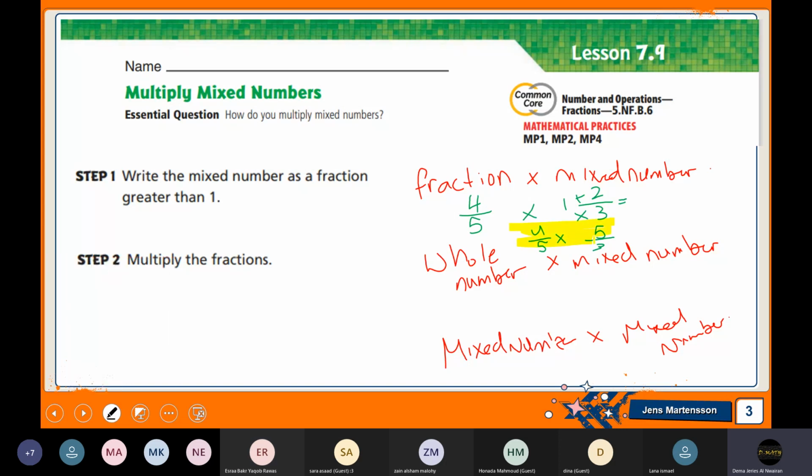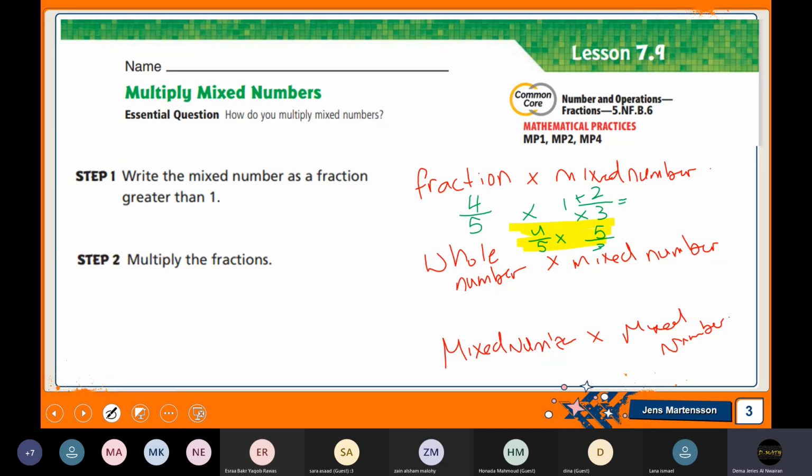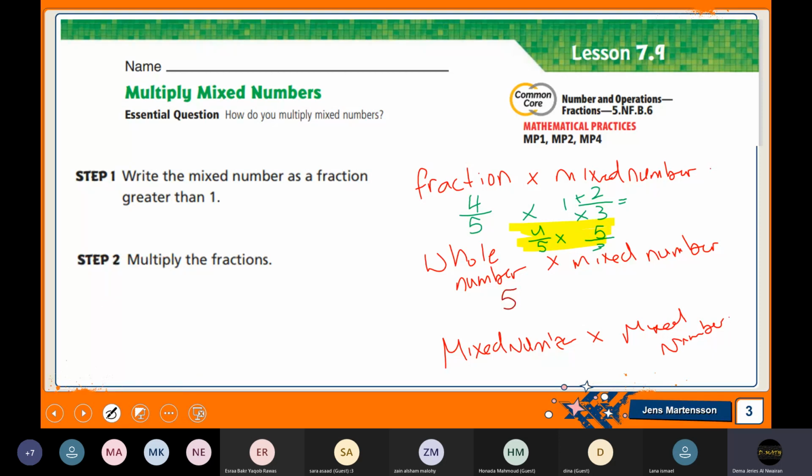So now, in order to multiply, the first one we keep as a fraction, but the second one is a mixed number. So you need now to rewrite it as a fraction, then you have to multiply. This is the first case. The second case, if we have a whole number like 5 as an example, multiplied by 3.5.